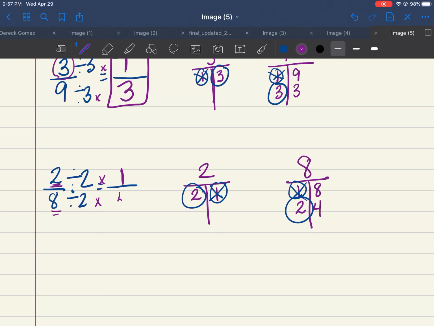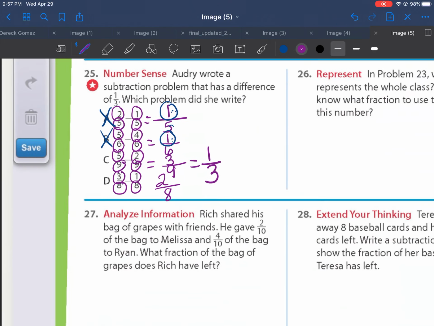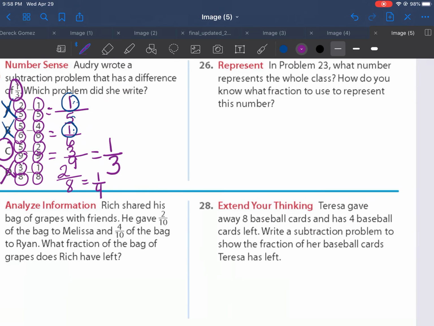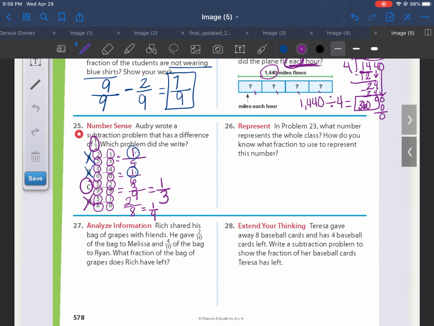So I'm going to ask myself, 2 times what gives me 2? That would be 1. 2 times what gives me 8? That would be 4. So my new fraction is 1/4. So my answer that has a difference of 1/3 is going to be letter C.